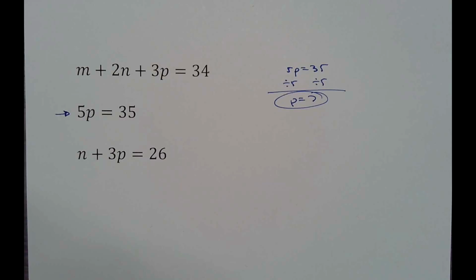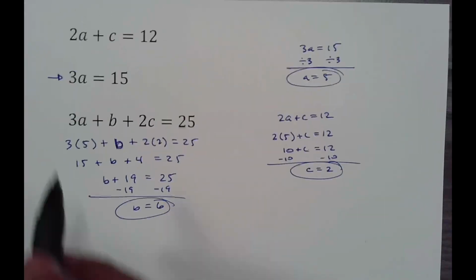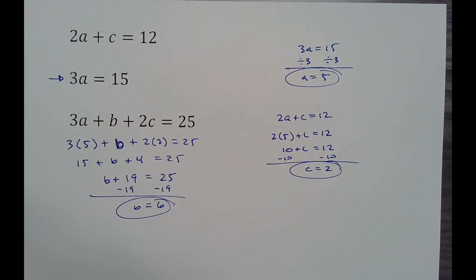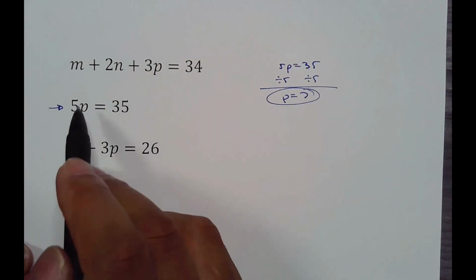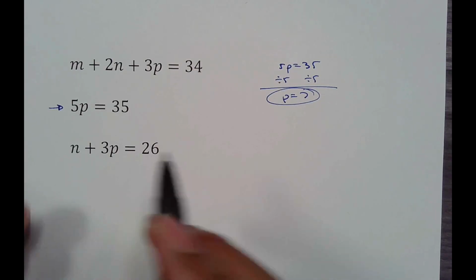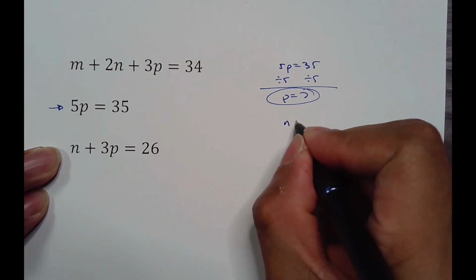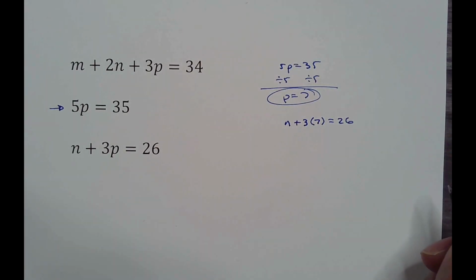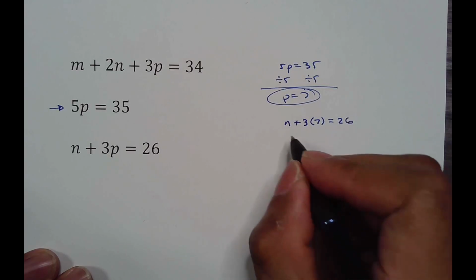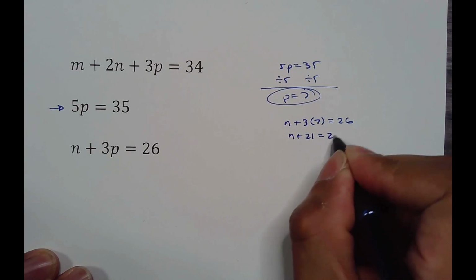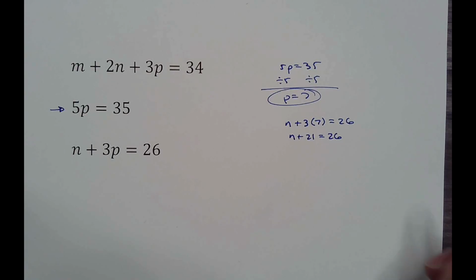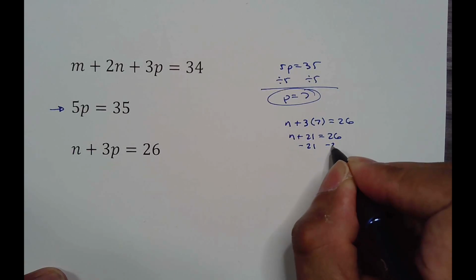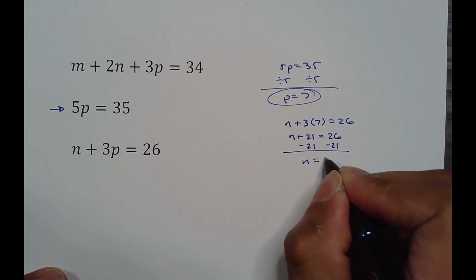I then have to find the one that only has 2 variables, because notice even up here I started with the one that had 1 variable, then I went to the one that had 2 variables, and then I went to the one that had 3 variables. Same thing here. 1 variable is p, 2 variables is this one, so we put n plus 3(7) equals 26. Again, let's simplify this. 3 times 7 is 21. And if I'm adding 21 to get to 26, maybe you can do it in your head, but if you can't, just subtract your 21 to get n is equal to 5.